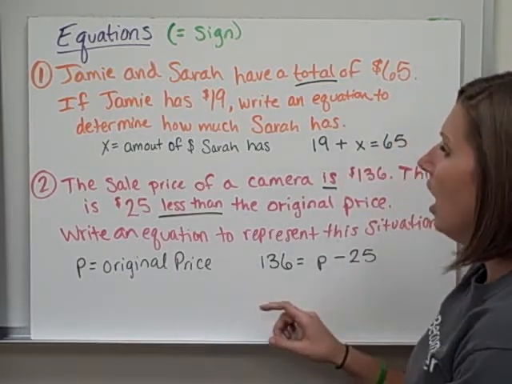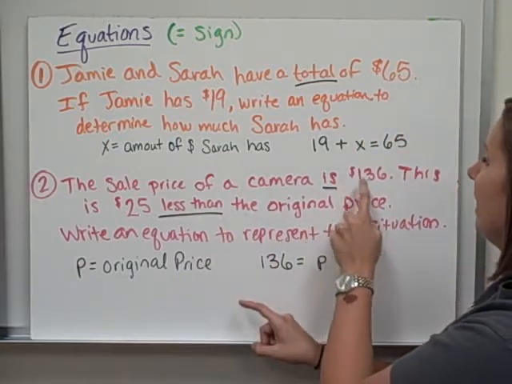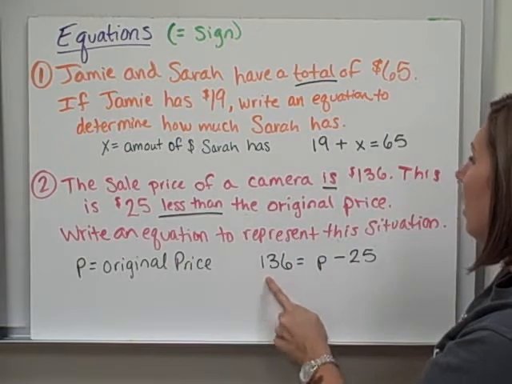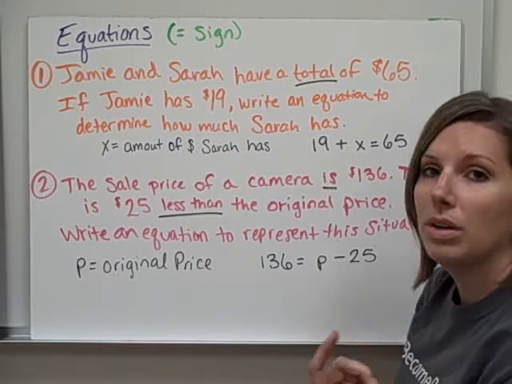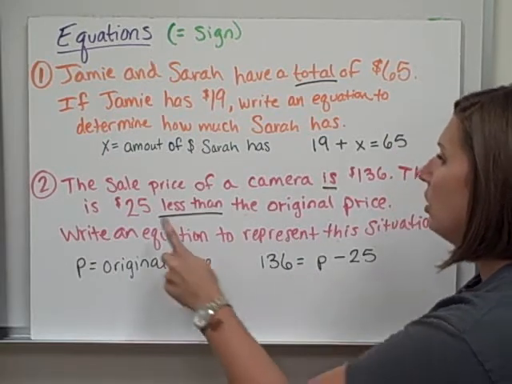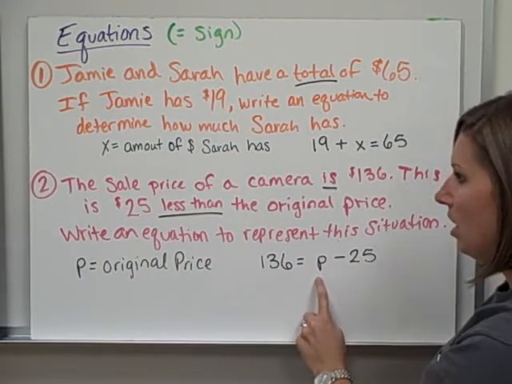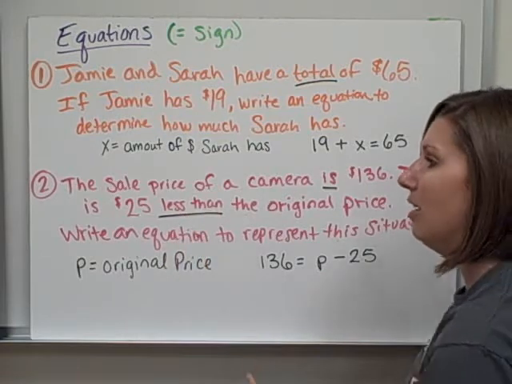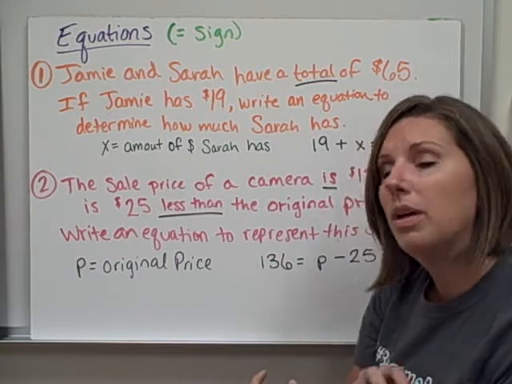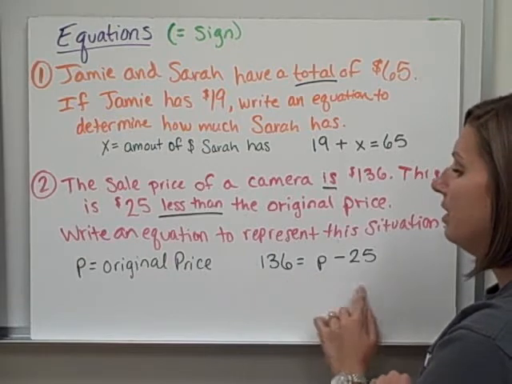So in this case, I'm going to write my problem in order of the way it's written. The price of a camera is $136, so I put $136 down here. This is, I'm using that keyword again, "is," that means equals. So $136 equals $25 less than the original price. Remember, this phrase less than means to reverse the subtraction problem. So $25 less than the original price. This is my equation.